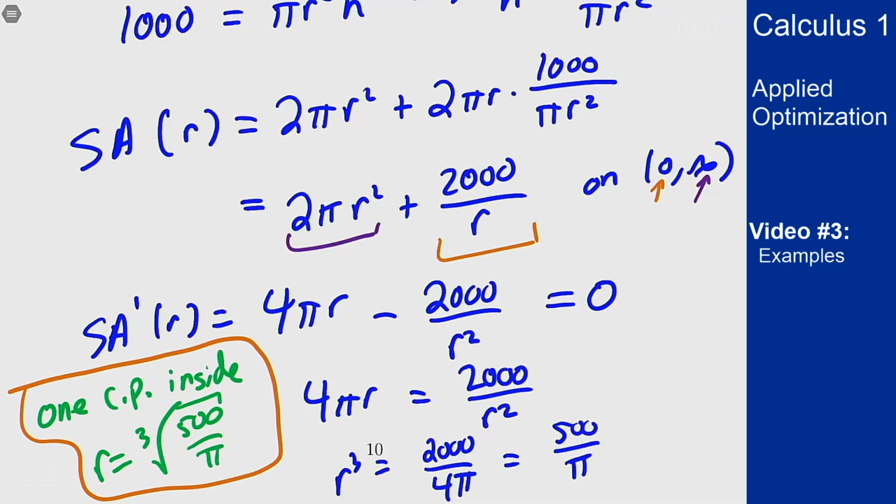Now, we could argue that since both endpoints go off to infinity, this must be a minimum. Or we could build a number line for the derivative of surface area and see that at my point here, I have a minus here and a plus here, which means that point must be a local minimum. And since it's the only critical point, it must be the only minimum that you have. Therefore, this has to be the minimum here. So that's another example of an open interval problem that involves optimization and how you can argue that the point you get is actually where the minimum occurs for this problem.